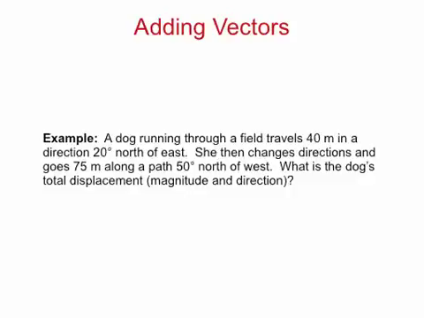A dog running through a field travels 40 meters in a direction 20 degrees north of east. She then changes directions and goes 75 meters along a path 50 degrees north of west. What is the dog's total displacement, both magnitude and direction? As always, it's a good idea to draw a picture.